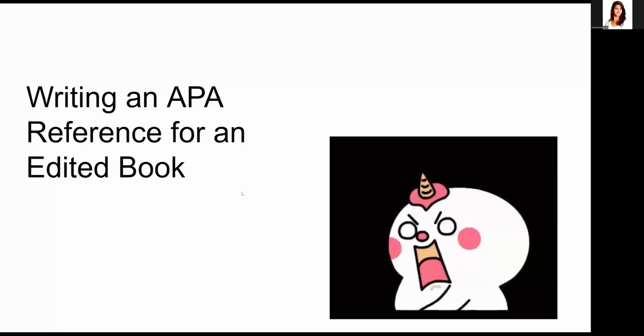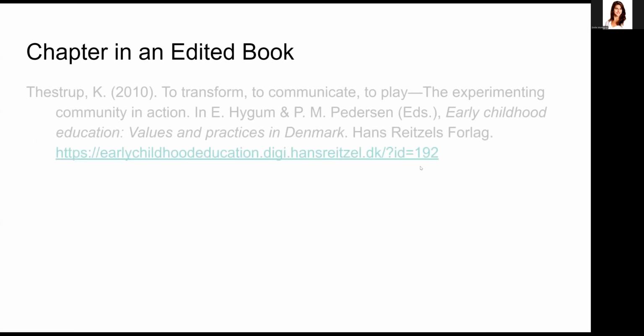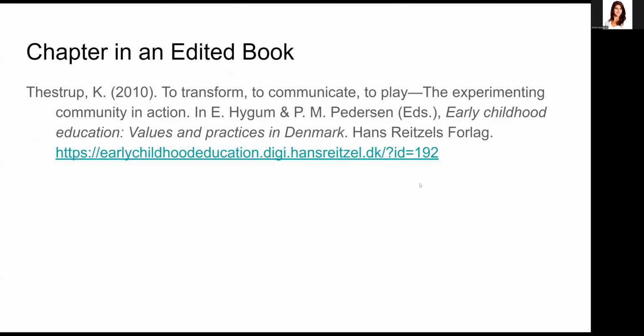So let's look at writing an APA reference for an edited book. Now, a chapter in an edited book, whenever you're writing this kind of entry, you can see here's an example directly from the APA, American Psychological Association website. And you can see we have our author, our year, our title, and we have an additional section in our source right here where we include editors in addition to the name of the book and the publishing group.